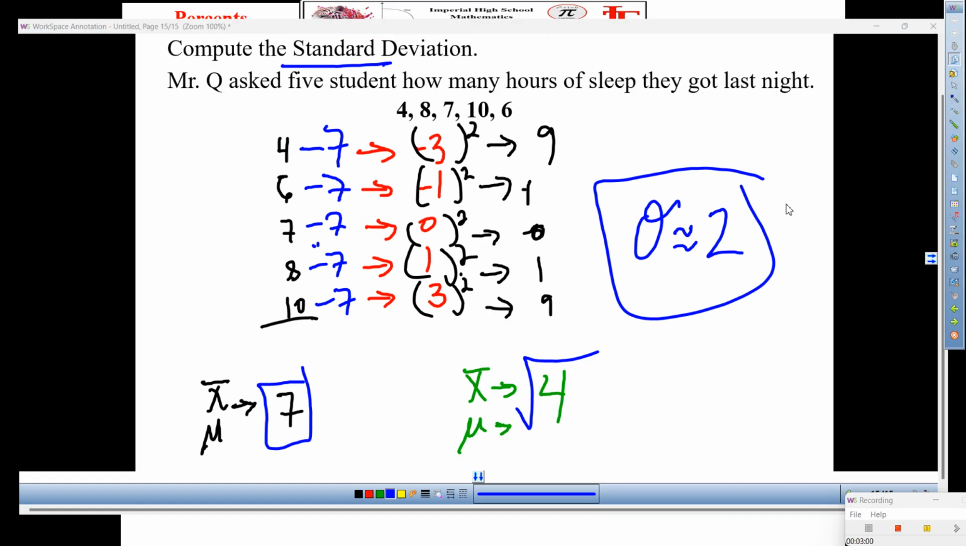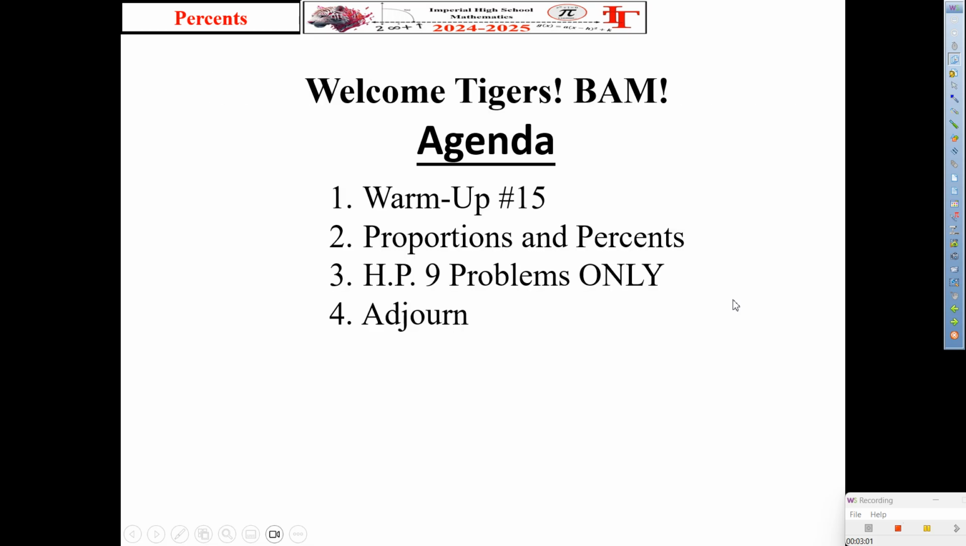Copy the agenda, please. Warm-up number 15, proportions and percents. Tonight's home play, only 9 problems, only. But if you notice, I only gave you one prompt for the warm-up, so like that, I'm trying to make time for the end of the period so you can try and finish the home play in class. Let's go.